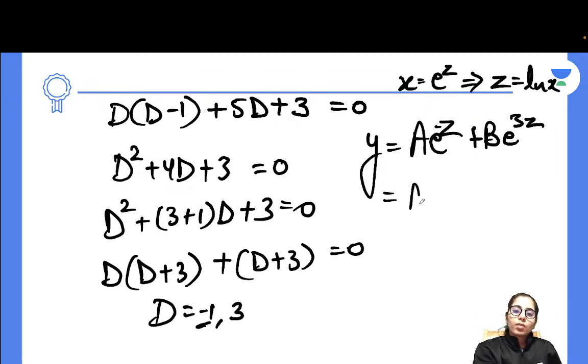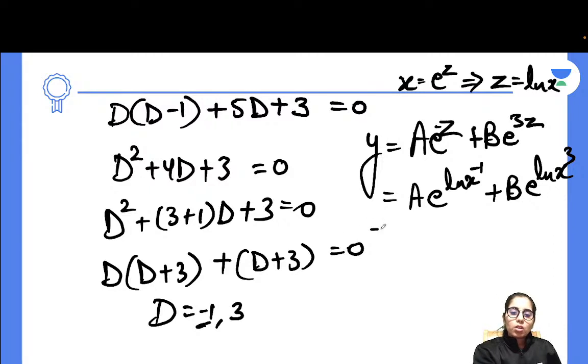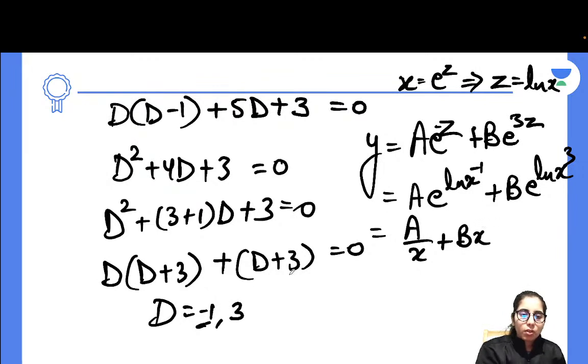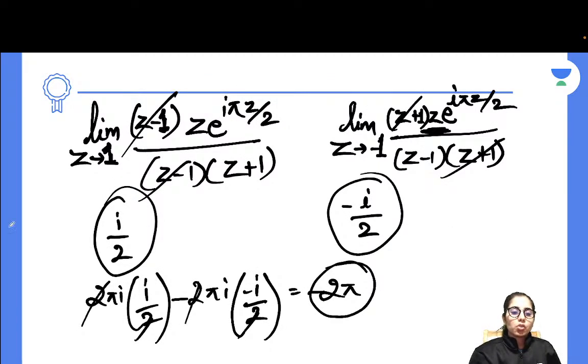So let's write it: A e to the power log x to the power negative 1, plus B e to the power log x to the power negative 3. Is it positive 3 we are getting? No, negative 3 itself. So you are going to get A divided by x plus B divided by x cube. This is your final answer, A by x plus B by x cube. Whatever option is showing the same thing is your correct answer. If anybody has any doubt, you can tell me and we can talk about it. But if it is clear, I'll give you the next question then.